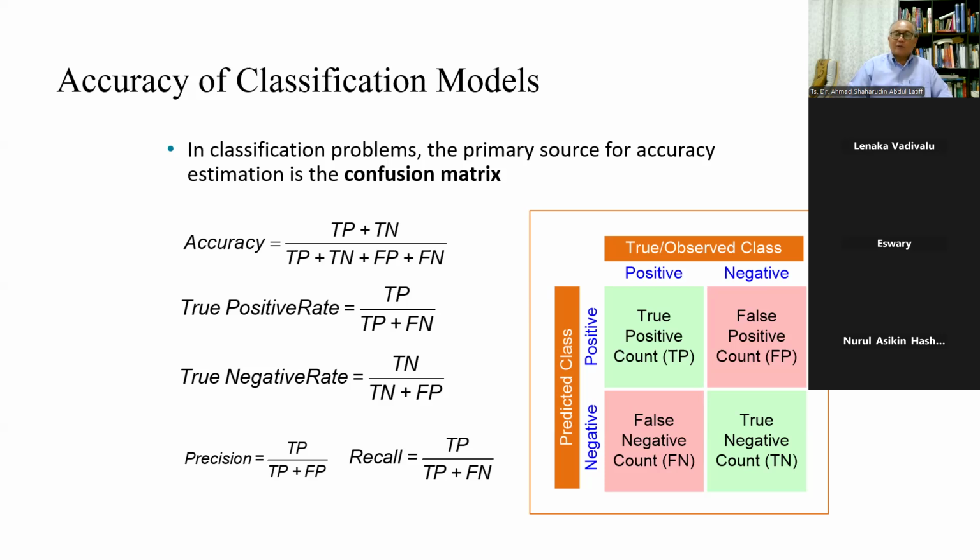For the true observed class, we have positive and negative. For the predicted class, we have positive and negative. So we have true positive, false negative, false positive, and true negative. From these counts, we can measure the accuracy. The accuracy is the true positive plus the true negative, divided by all the rest, and you get the accuracy rate. To measure the true positive rate, you take the true positive divided by the true positive plus false negative, based on the observed class.